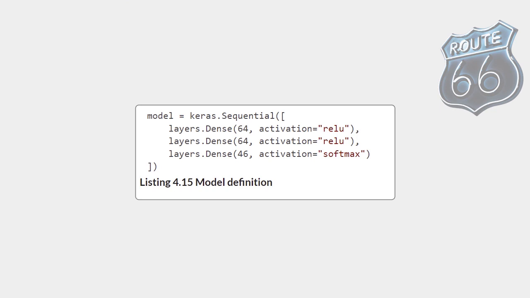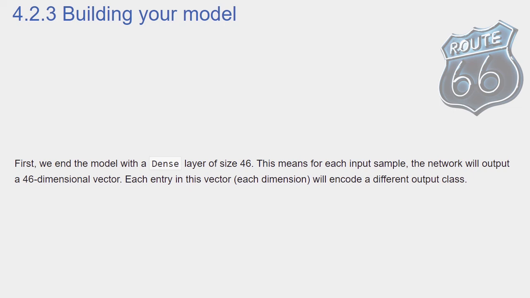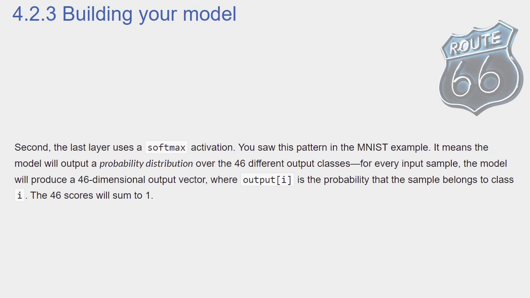Let's go with 64 units. There are two other things you should note about this architecture. First, we end the model with a dense layer of size 46. This means for each input sample, the network will output a 46-dimensional vector.